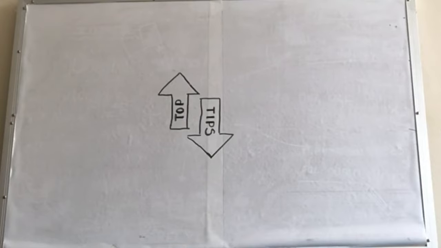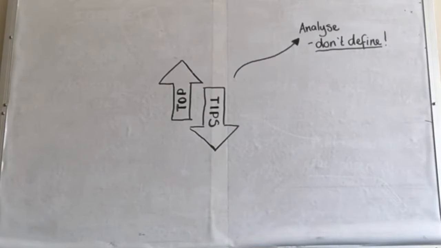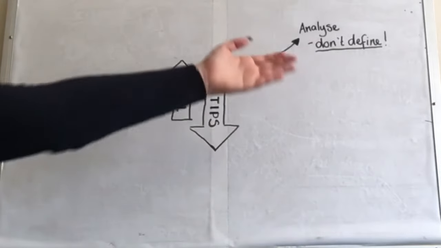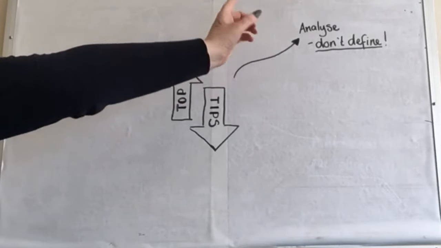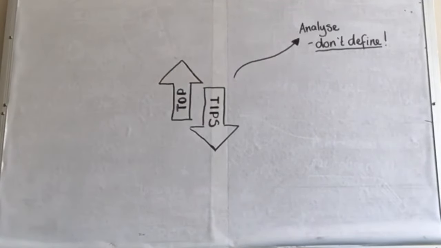Okay, we'll round this off with a few top tips then. So number 1, analyse, don't define. So this is an analysing question. We don't need to know what the meaning of the word is. Your marker already knows. You need to explain why the writer has used a particular word, why that word choice is effective. You are explaining and analysing, not defining.